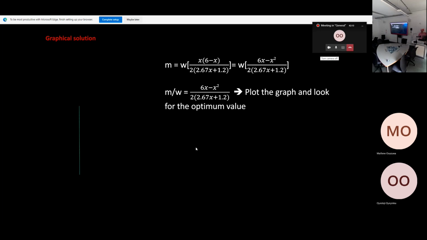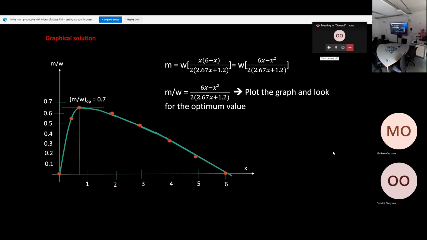Oh yes, I can use a graphical solution. That's the algebraic solution, where you differentiate. If I take this expression of M equals W, M over W is 6x minus x squared over this. I can plot the graph of M over W versus x. I've done it here, so you can plot this graph here.